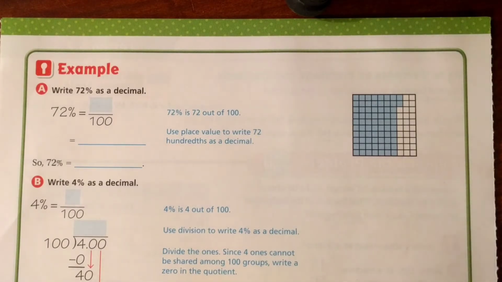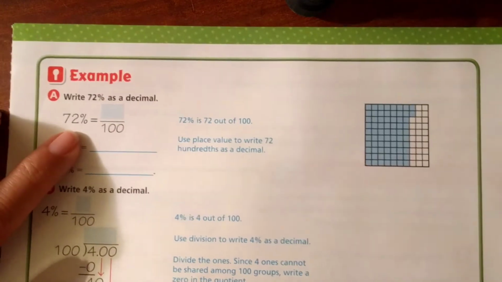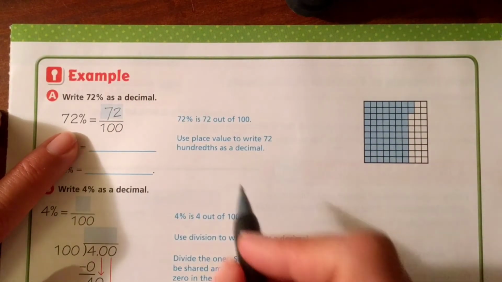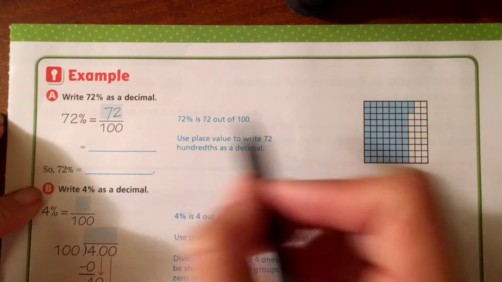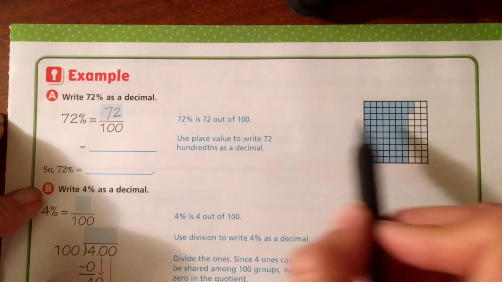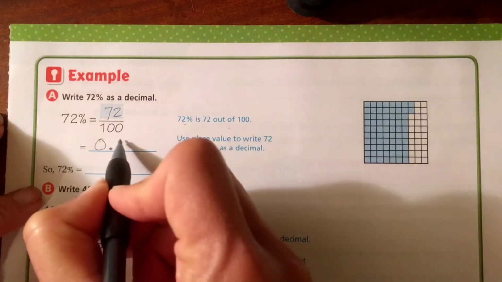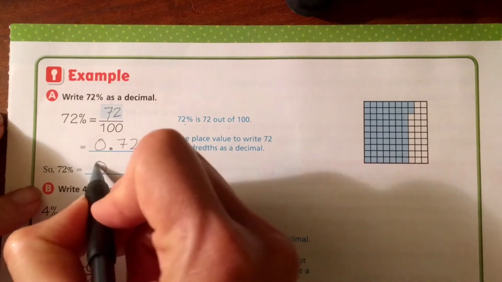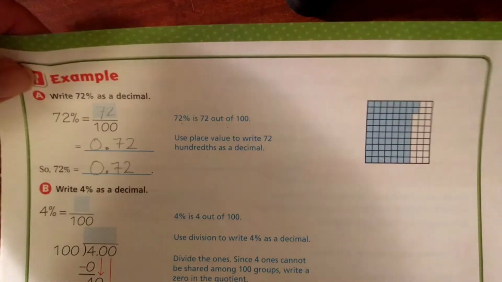On page 200, we're going to write 72% as a decimal this time. All right, so 72% equals 72 hundredths. Now listen to those words, 72 hundredths. So 72% is 72 out of 100. So we just write that as 72 hundredths. We already know how to do this. It's place value. So 72% is 72 hundredths.